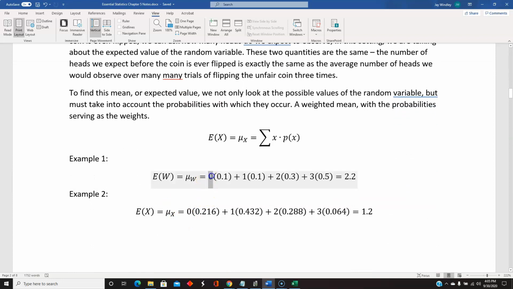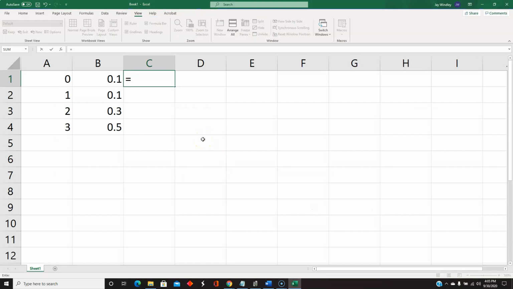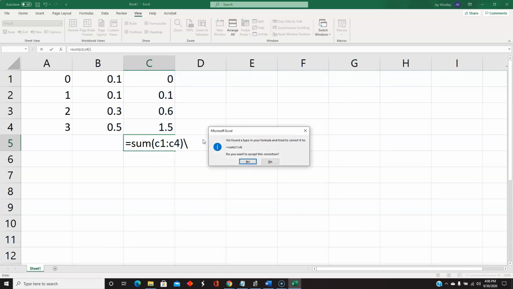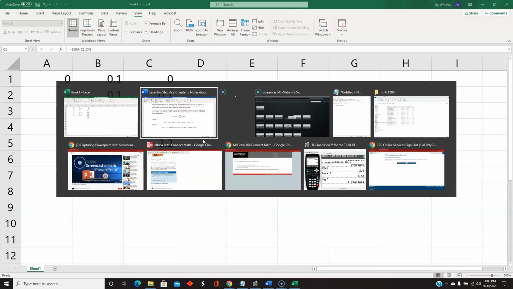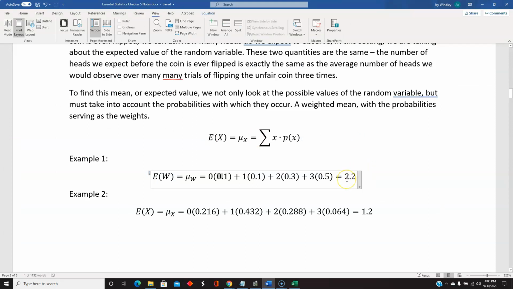We're going to multiply together the values of X times their probabilities. So we'll say in Excel, multiply A1 times B1. That's a value of the random variable times its probability. And then if we copy that and paste, then we have all of those products. And then we can say the sum of those products, like that. Oops, I got an extra character in there. And we got 2.2, which is the same mean that we got right there.